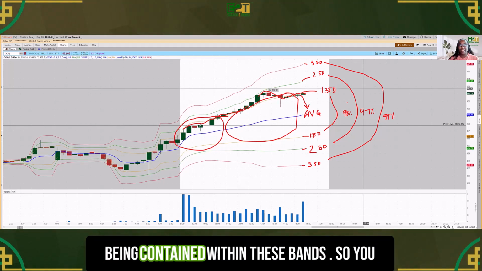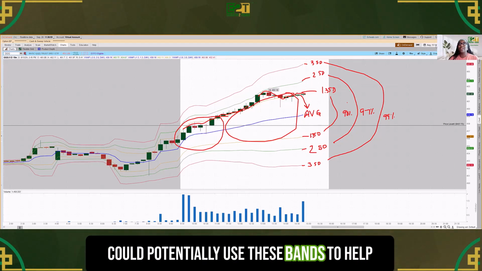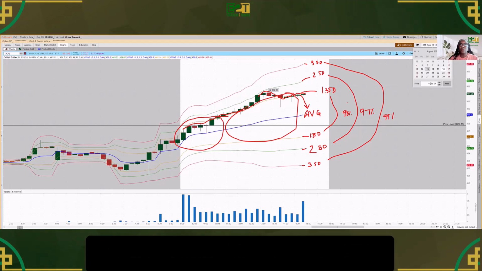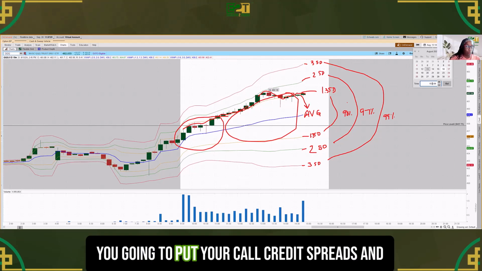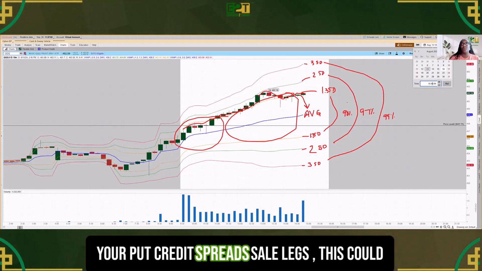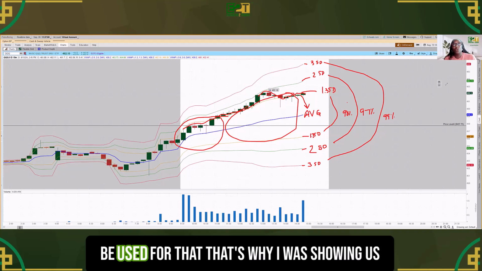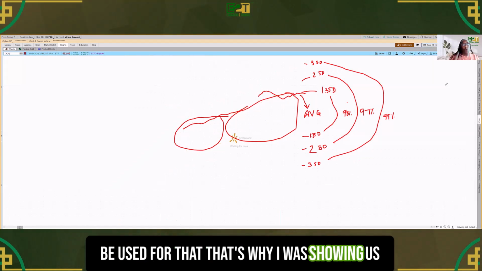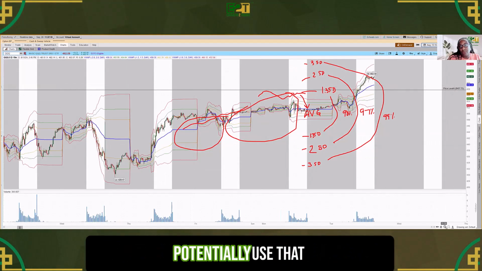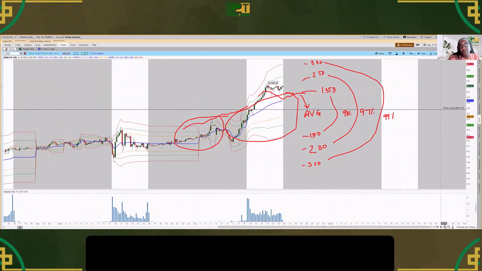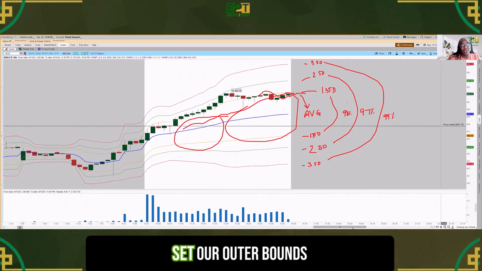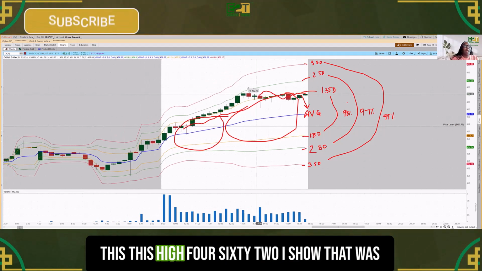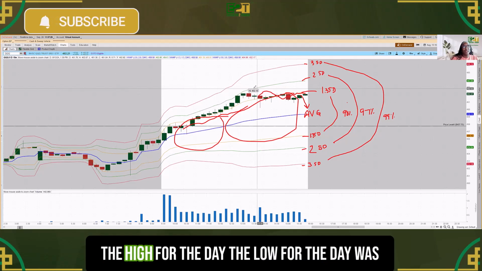Price action is being contained within these bands, so you could potentially use these bands to help you with determining your prices, where you are going to put your call credit spread and your put credit spread sale legs. This could be used for that. That's why I was showing us VWAP, because this is another way to help us set this high, 462. That was the high for the day.